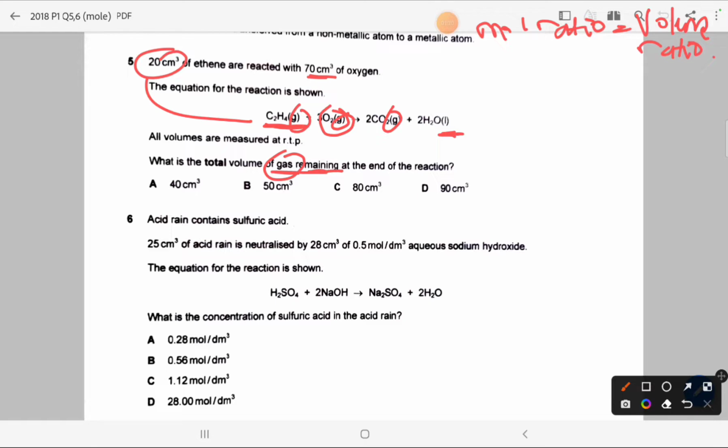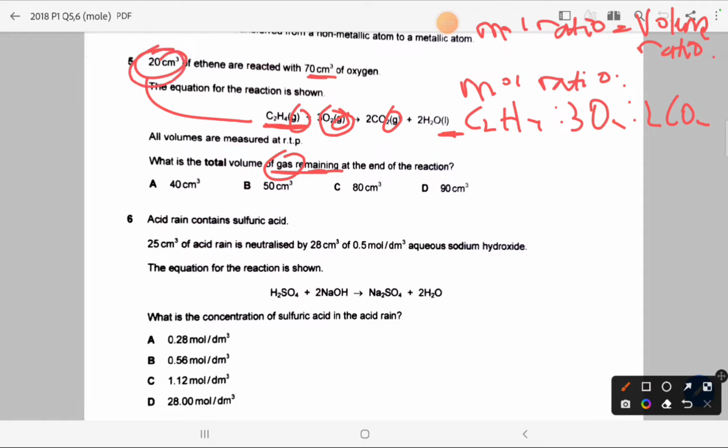So in order to do this question, you do not need to change the information. You do not need to find out the number of mole of all these different gases, because it's the same thing as the volume. What is the mole ratio of all the gases here? The mole ratio is C2H4, 1 mole, 3 mole of oxygen, 2 mole of carbon dioxide. That is the mole ratio from the chemical equation.